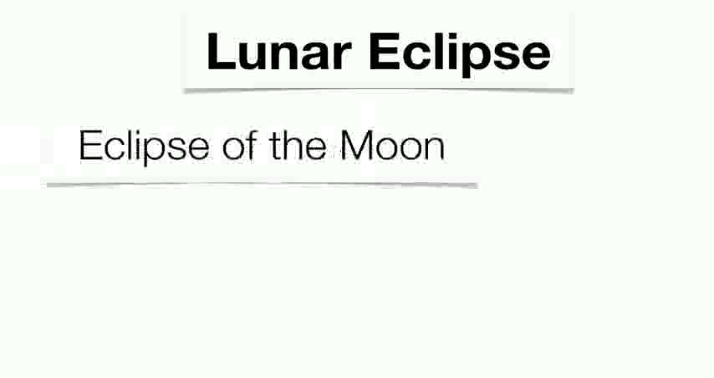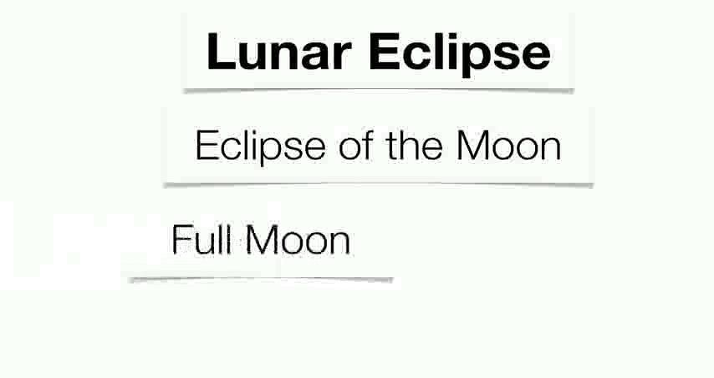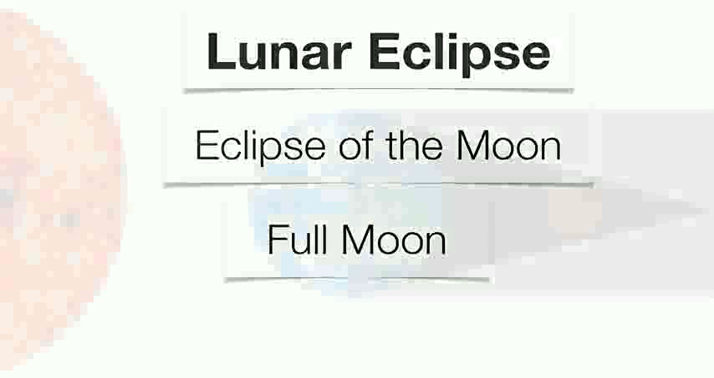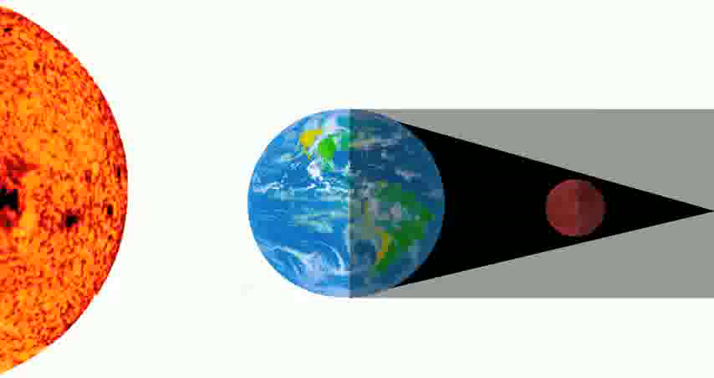A lunar eclipse is going to occur during the full moon, and this is going to be an eclipse of the moon. The moon is going to pass into the Earth's shadow, much like what you see in this diagram here. Now, this diagram is not drawn to scale, but you see the full moon is fully engulfed into the Earth's shadow. That is what we call a lunar eclipse. Eclipse of the moon happens during a full moon.